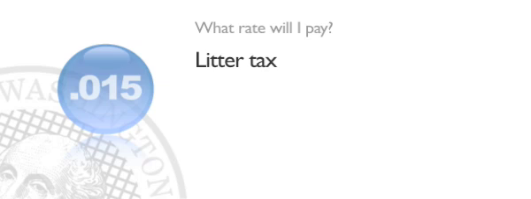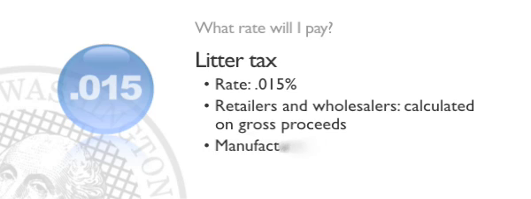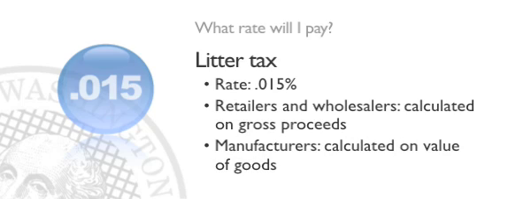The rate for litter tax is 0.015%. For retailers and wholesalers, it is calculated on the gross proceeds from sales of qualified products within Washington. Qualified products are those we mentioned earlier, like food for people or pets, cigarettes and tobacco products, and glass containers. For manufacturers, litter tax is calculated on the value of the goods.